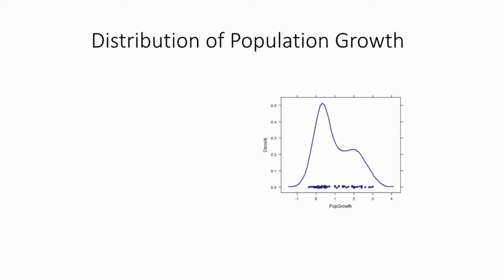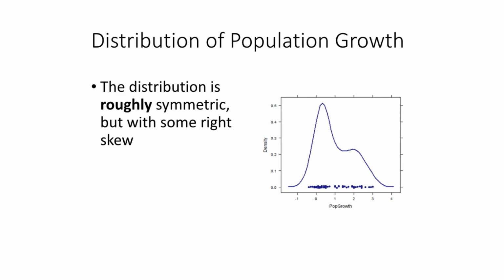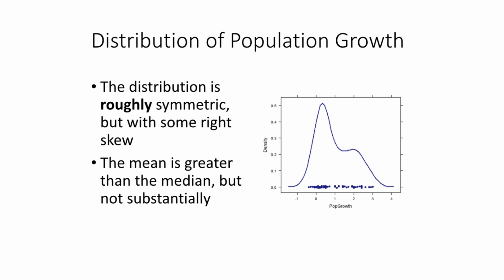If we look at the distribution of population growth in our data set, it's roughly symmetric. There is some right skew, so we'd expect that the mean might be a little bit higher than the median, but not substantially so. And then you can also see the distribution is slightly bimodal. There's one really obvious peak, so there's one numerical mode, but there's a smaller hump near the middle to high end of population growth percentage.